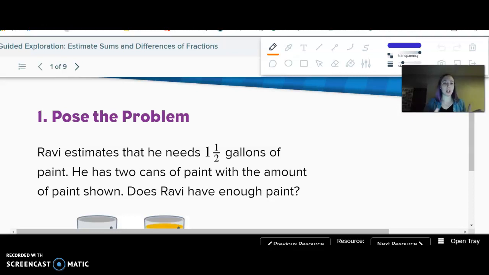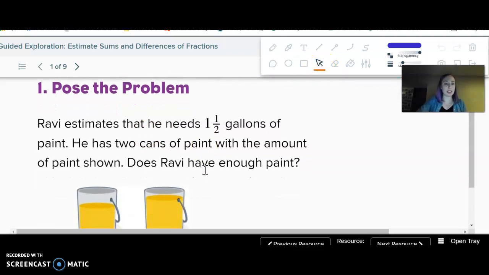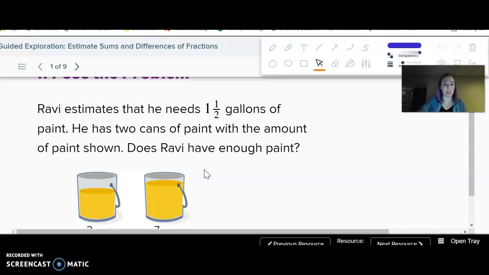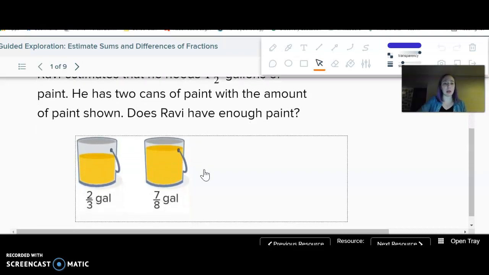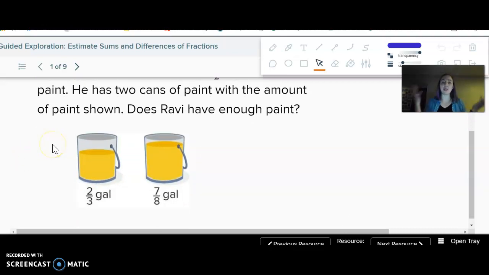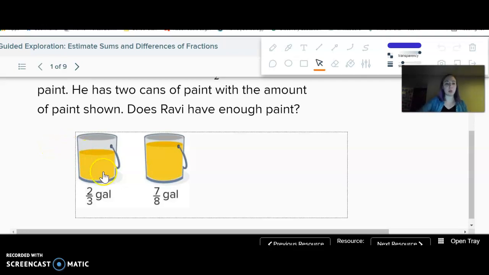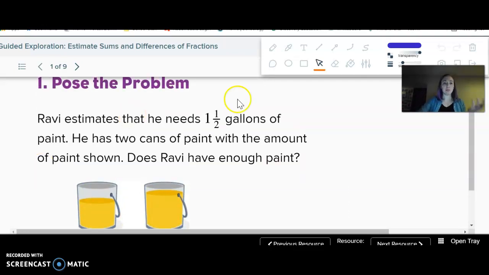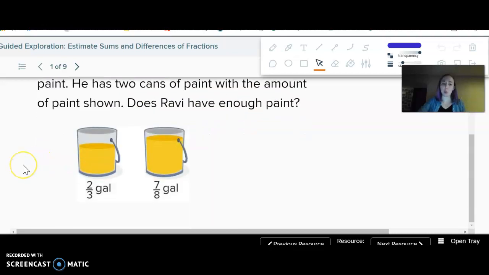So these numbers we're looking for to get close to certain fractions. So the problem: Ravi estimates that he needs 1.5 gallons of paint. He has 2 cans of paint with the amount of paint shown. Does Ravi have enough paint? So if he has 1 and 2/3, 1 and 7/8, he needs 1.5. Will he have enough? We don't need to actually get the sum. We can just figure out, well, does he have close to enough? Okay, since he's estimating in the first place.